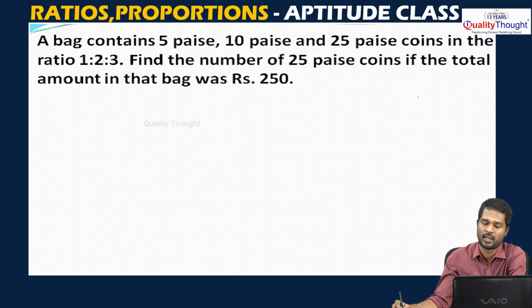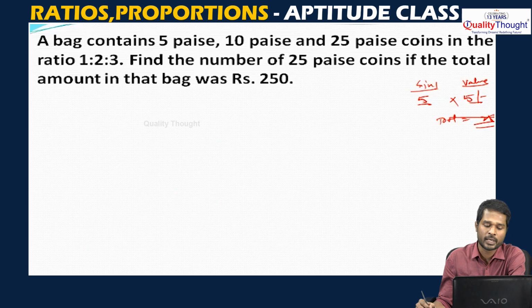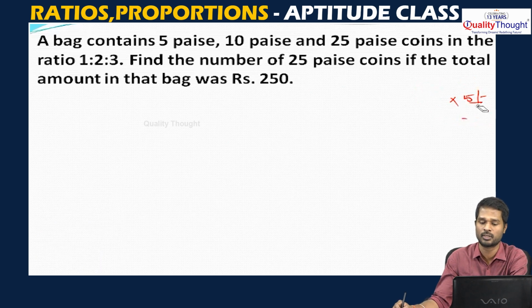If, for example, I have 5 coins, and the value of each coin is 5 rupees, what is the total amount I have? The total amount is 5 coins, 5 rupees, so 5 into 5, 25 rupees I have. That means to get the total amount we need to multiply the number of coins with the value of the coin. We will keep this in mind to solve the question.